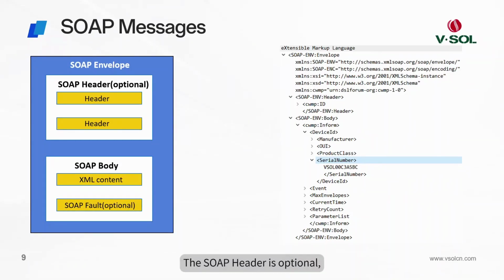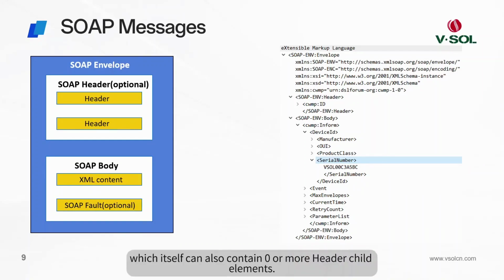The SOAP header is optional, and if one desires to add a header element, it must be the first child of the envelope, which itself can also contain 0 or more header child elements.